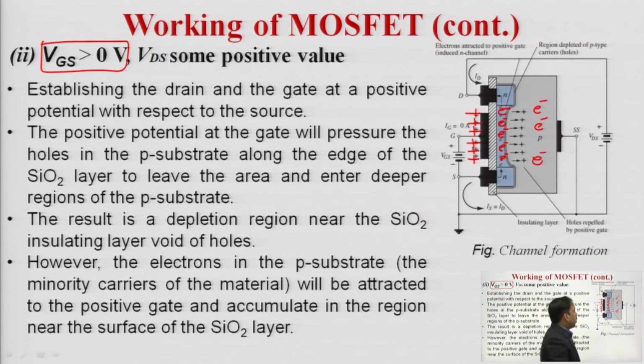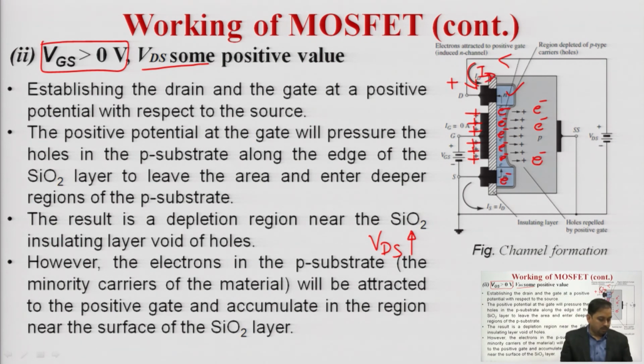As a result, if we are varying VDS, meaning increasing VDS, this will become positive. So these electrons find a path. The electrons in the source region will move from the source terminal to the drain terminal, due to which there is a flow of current between the drain and source terminals, which is known as ID, the drain current. So this is the situation when VGS is greater than 0.